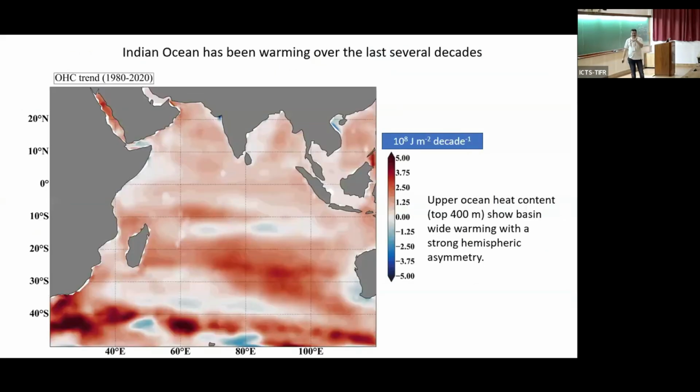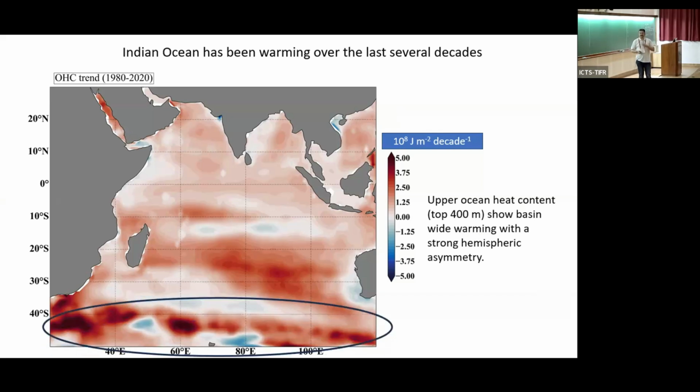To begin my talk, this is a picture depicting the top 400-meter heat content trend. What you see here is that the entire Indian Ocean is basically warming. I'm sure it is a very familiar picture for you, but there are a few things to note here. The first is that the South Indian Ocean, or the regime of westerlies, is warming much faster than the rest of the basin. But there are two other regions.